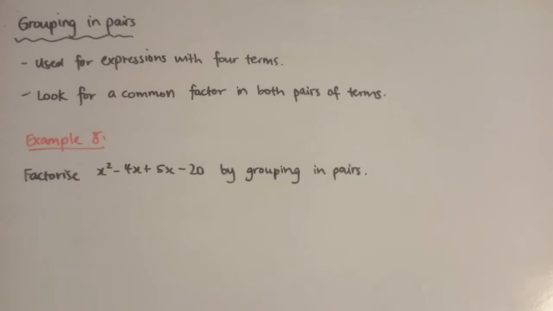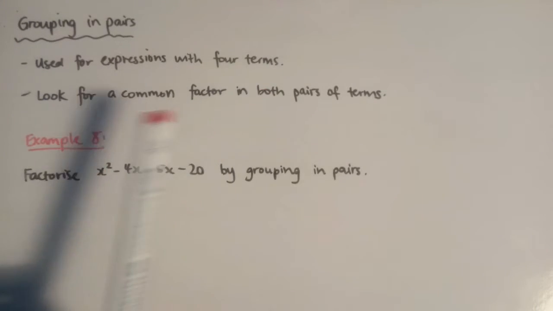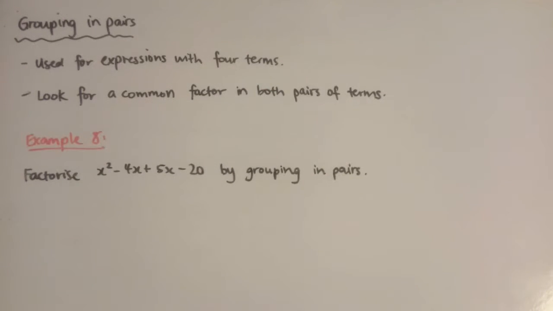Our second method is called grouping in pairs, and it's only used for expressions with 4 terms. What we're doing here is looking for a common factor in both pairs of terms, and we're going to take it out the front of the brackets.